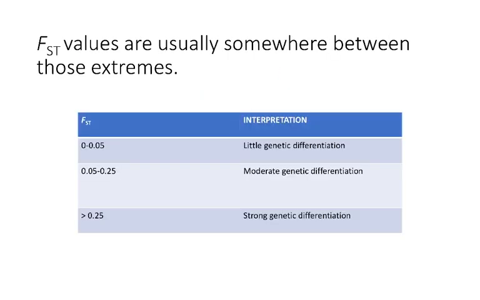So those are the extremes in quote-unquote real-life scenarios. You'll basically never get those extremes. What you'll get is some kind of FST value somewhere in the middle. So this table is showing some very rough guidelines for how to interpret levels of FST values that you would get. Again, very rough estimates, but in general, an FST value between 0 and 0.05 indicates there is little genetic differentiation. Between 0.05 and 0.25 means there's moderate genetic differentiation, and above 0.25, that's where we would say there is strong genetic differentiation.